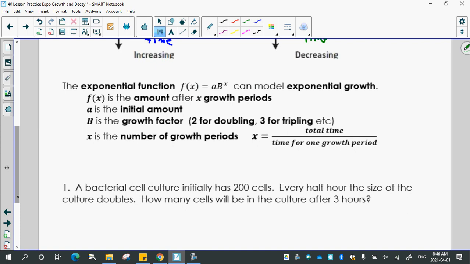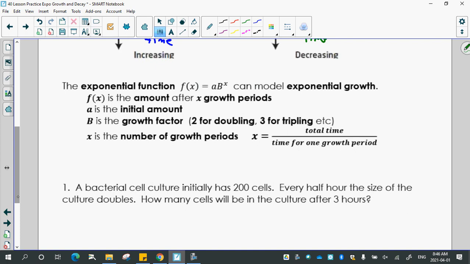What if you're going up by 8%? What would B be? Increasing by 8% every growth period. Anybody? Okay, we'll get to that.